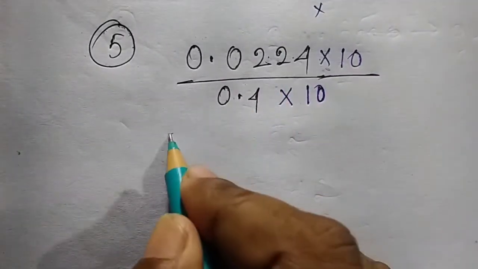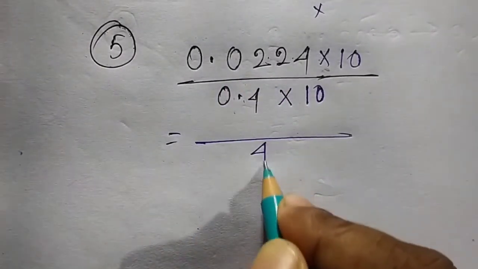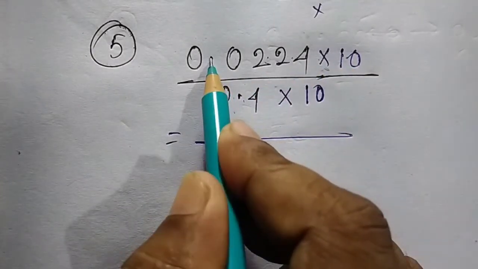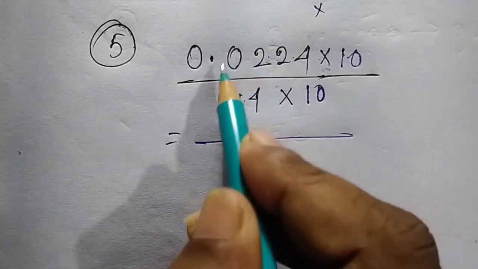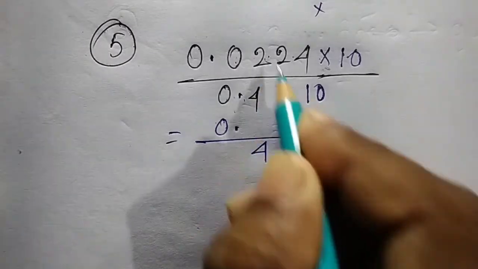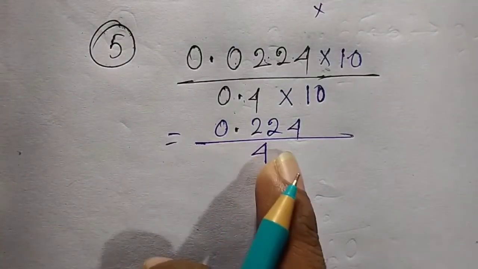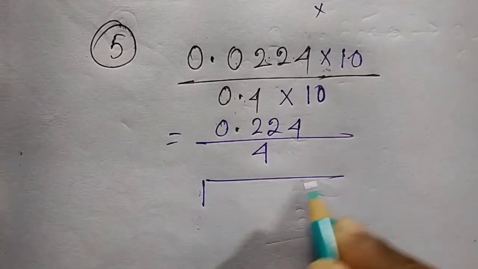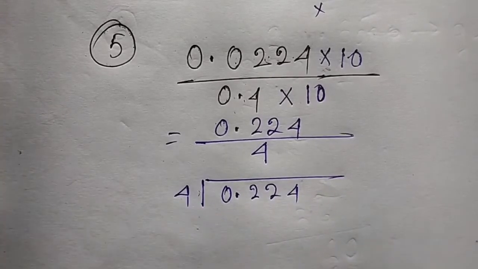So from here we will get 4 in the denominator, and in the numerator here is the point. We have to shift this point to the right by one digit. So here is 0.224, and you know how to divide this decimal number by 4. So here is 0.224, we have to divide by 4.